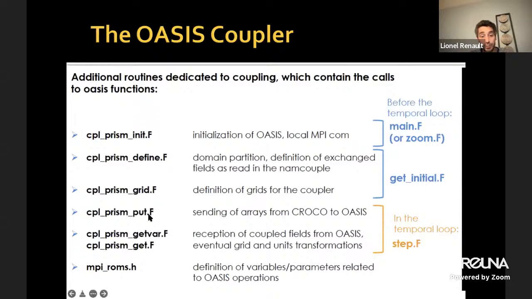And then we will have some put, get_var, and get routines to send some variables from CROCO to OASIS, and OASIS will send them to WRF or to WaveWatch 3, for example, and the other way around to receive some variables from WRF, for example. And this is mpi_roms, so I guess it's CROCO now, actually. Basically, that's just a file with definitions of variables and parameters related to OASIS operations.